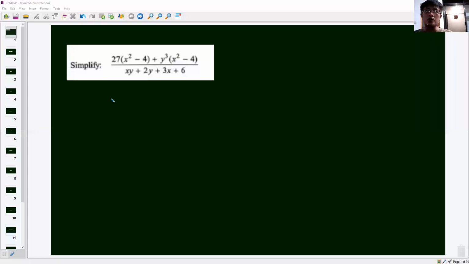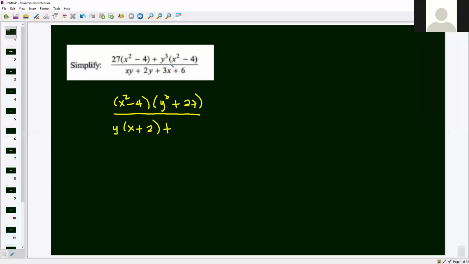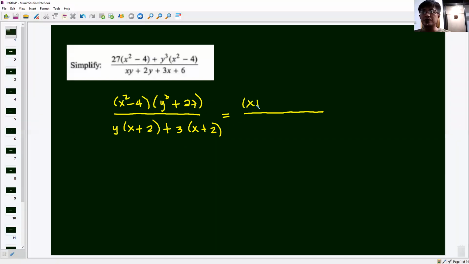Common factor above, obviously, x squared minus 4. Then y cubed plus 27. I wrote the y cubed first. For the bottom one, you have to group. So I'll group the first two and the last two. The last two have a common factor of 3. After that, basic na to. Difference of two squares.